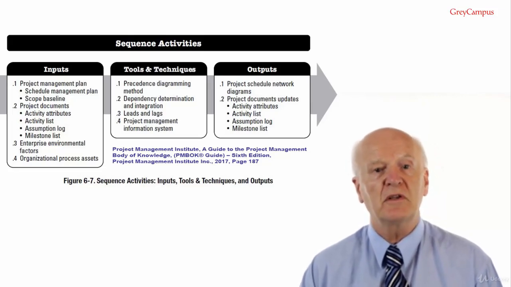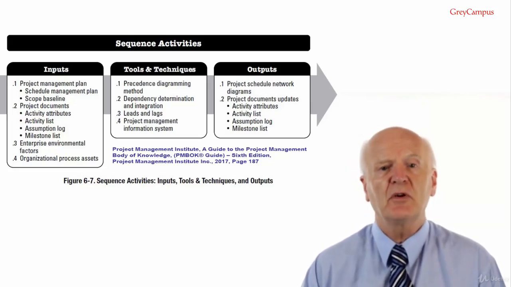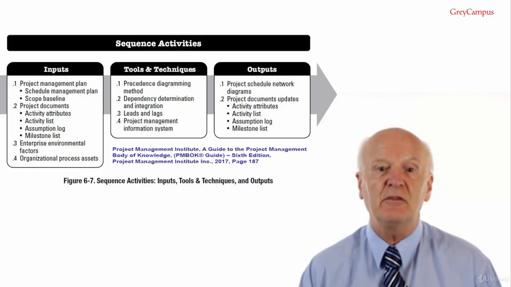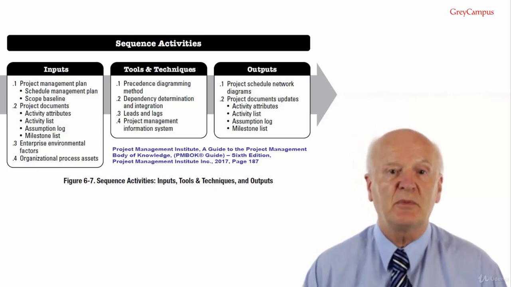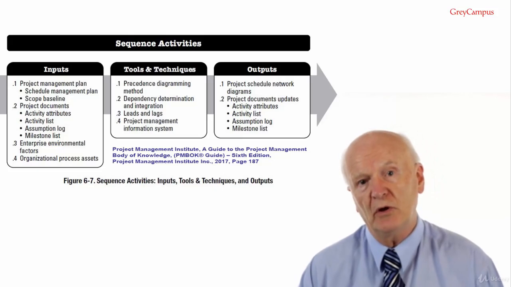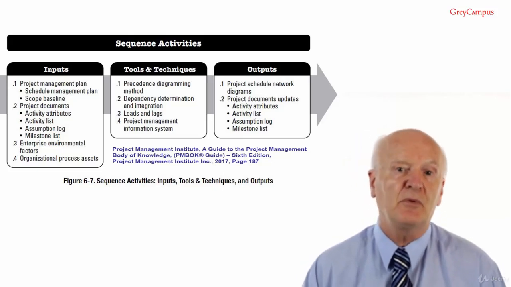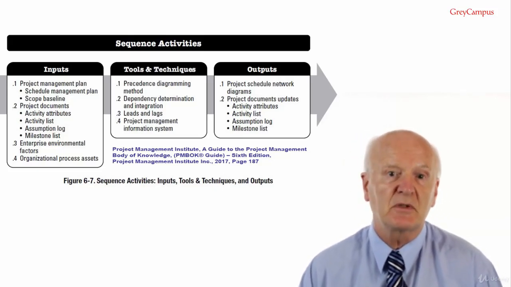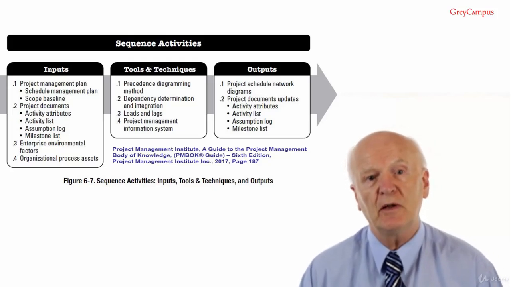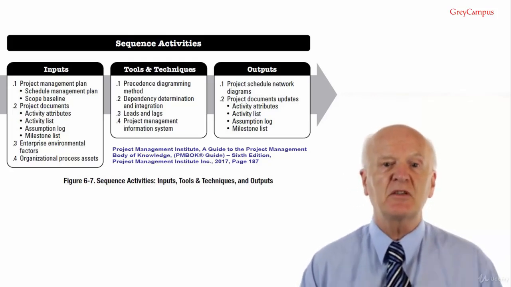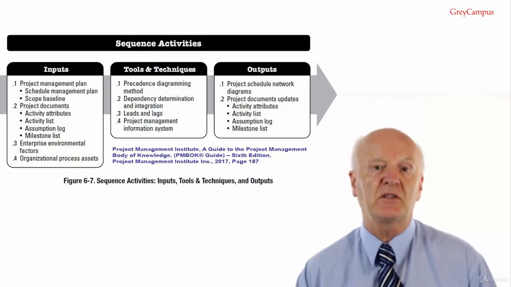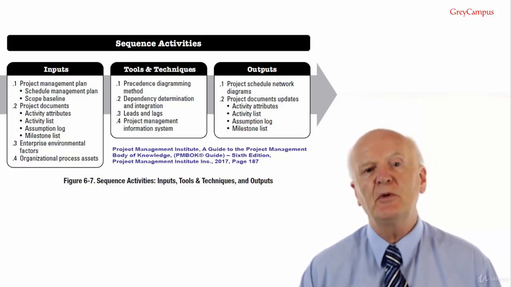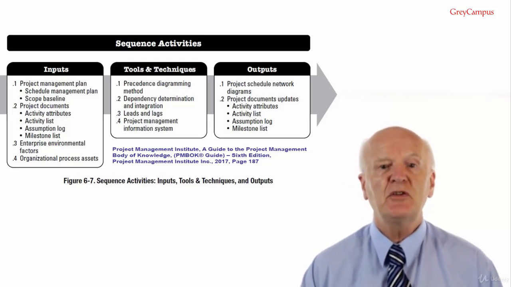Input number 4, organizational process assets. The organizational process assets that can influence the sequence activity processes include portfolio and program plans and project interdependencies and relationships. Why do we need portfolio and program plans? It's because relationships can be internal or external, and the plans will help you manage external dependencies that your project has with other projects.